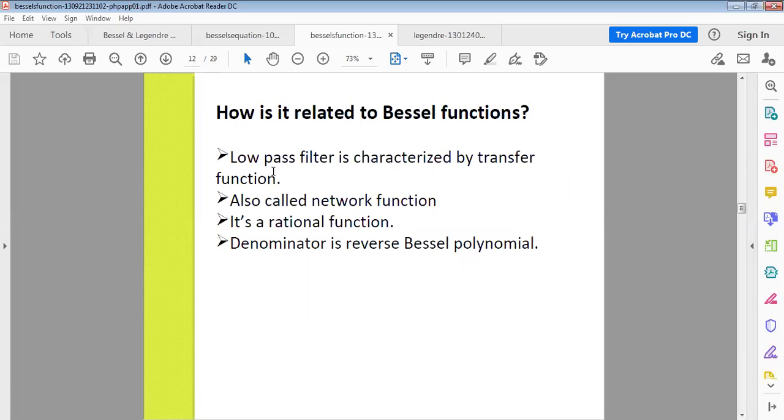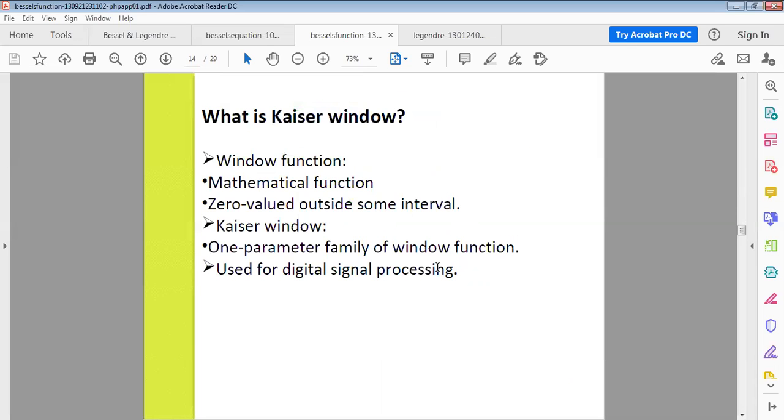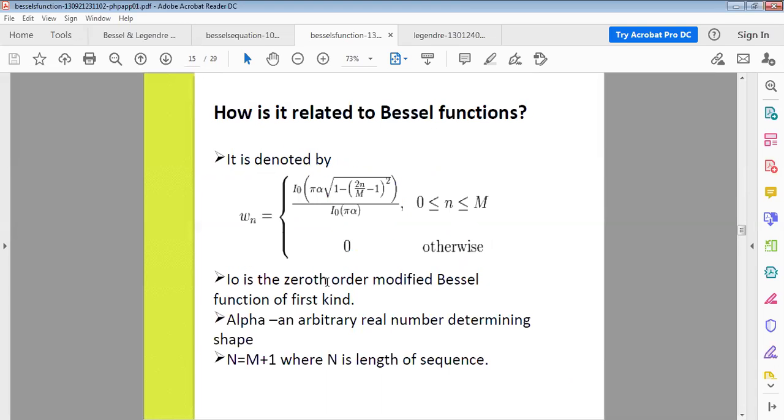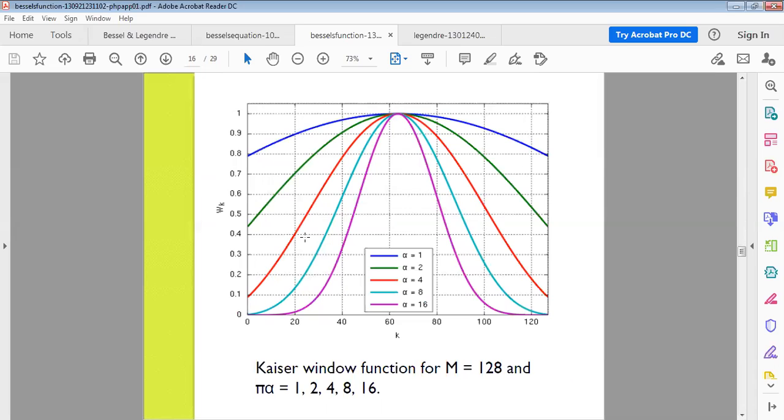How is it related to the Bessel function? A low pass filter is characterized by a transfer function, also called a network function. Its rational function denominator is a reverse Bessel polynomial. Huge application here actually. Kaiser window function, a mathematical function, zero valued outside some interval. The Kaiser window is used in engineering for digital signal processing. How is it related to the Bessel function? This is the window function. And this is the geometrical interpretation of the window function.